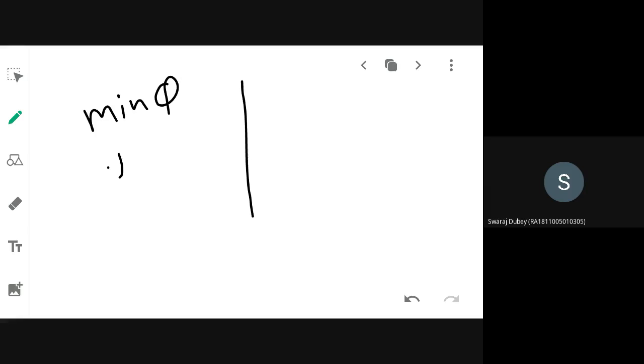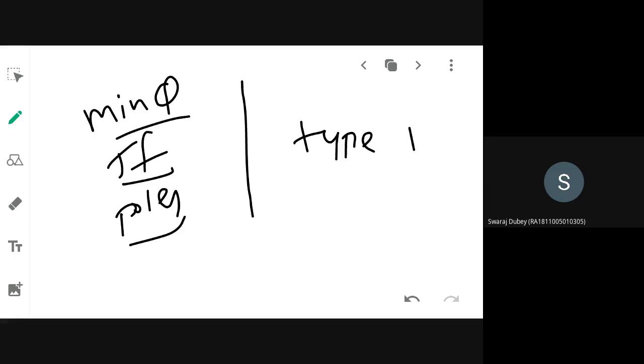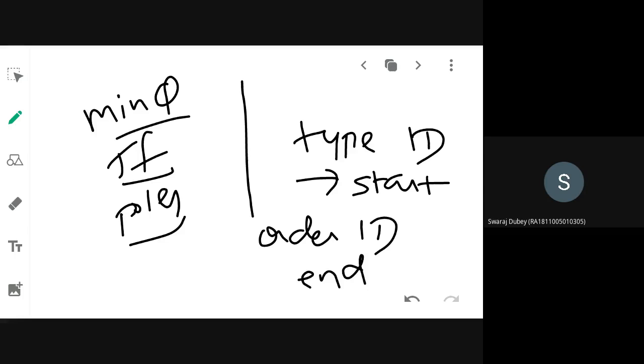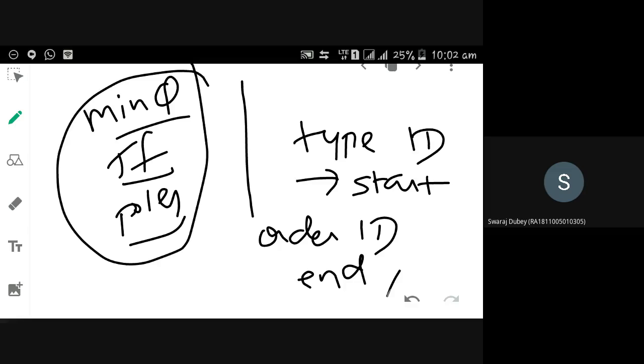Okay. See, generally if you are having a minimum phase transfer function, which is having only poles in the system, then type identification will be giving you where the plot is going to start. And order will give you where the plot will terminate. So the start of the plot is determined by type and order. That is possible only for a minimum phase transfer function.